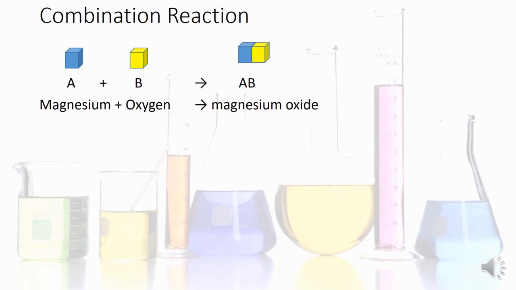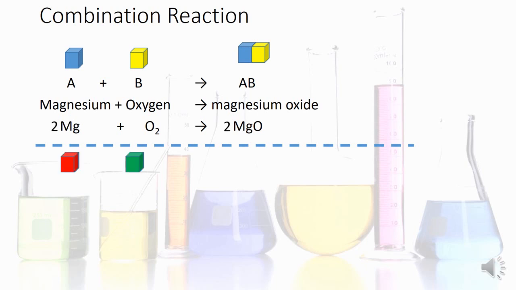Combination reaction. Here we see two reactants combine together to form one product. A reacts with B to form AB, as in the case of magnesium burning in air, in other words, burning in oxygen to form magnesium oxide. We can balance the equation.